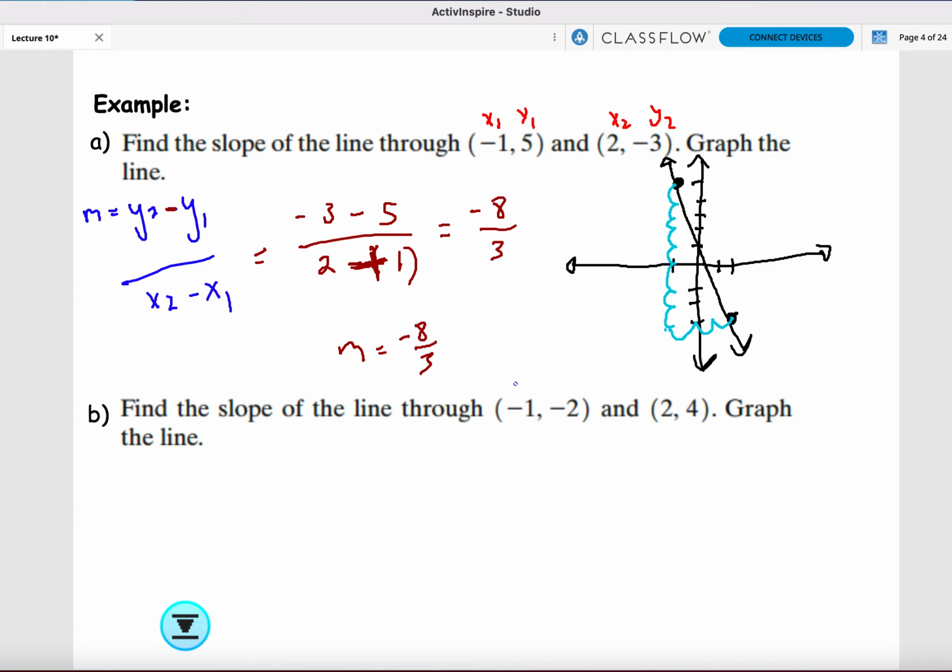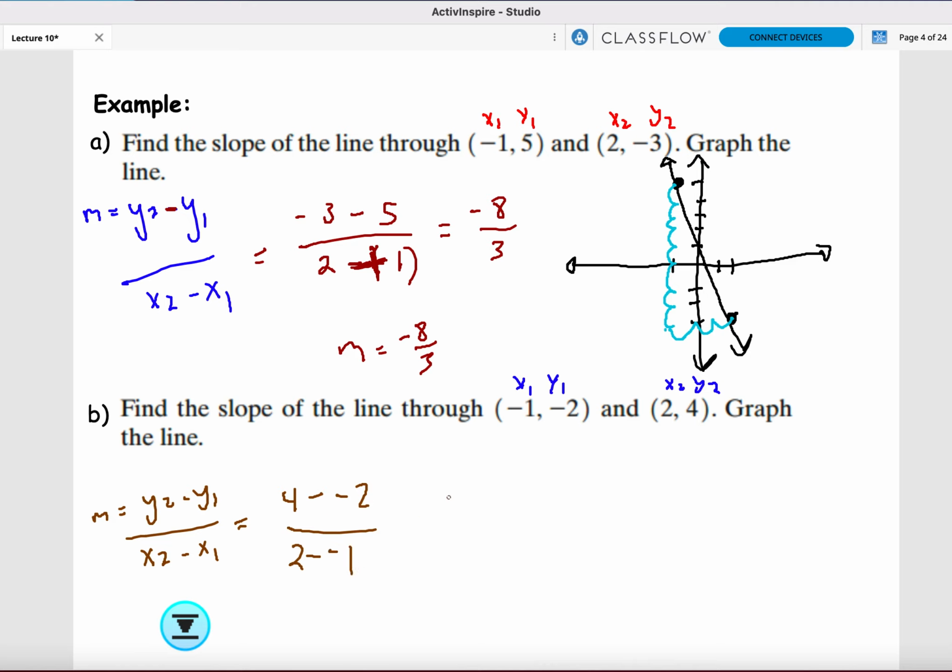So find the slope of the line. Now let's label. So this is x1, y1, x2, y2. The equation is m equals (y2 minus y1) over (x2 minus x1). So let's plug it in. Y2 is 4 minus, right? 4 minus. Y1 is negative 2. X2 is positive 2 and then minus, right? And then x1 is negative 1.